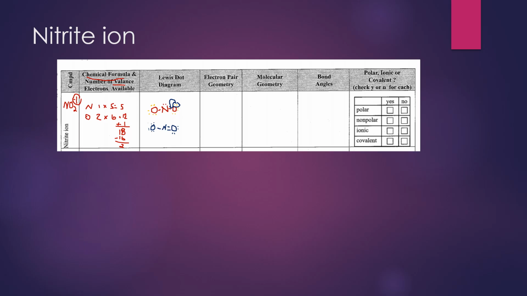Since it has a -1 charge, I'm going to put brackets around this Lewis dot diagram and a negative charge on the outside. So this bottom version here, whoops, forgot my electron pair on my nitrogen. So this would be the correct Lewis dot structure. Everybody's happy. I've used all 18, and since it was an ion, I put a negative charge on the outside of the brackets.